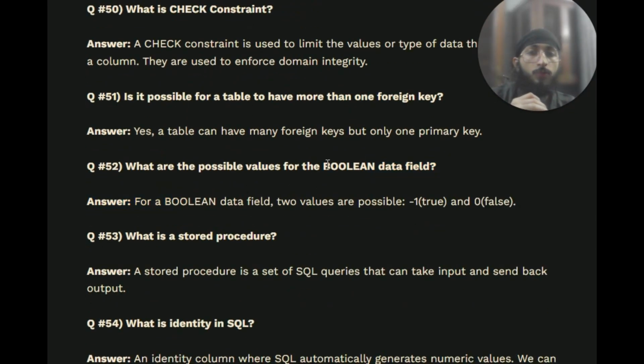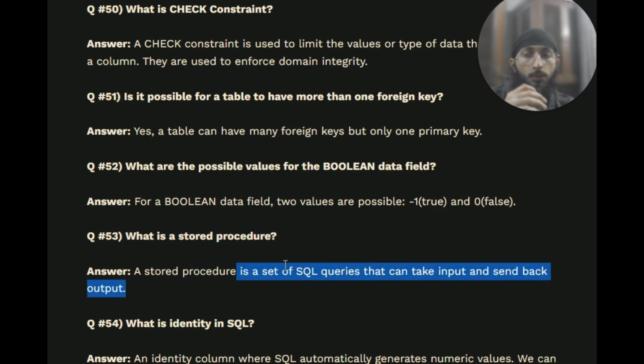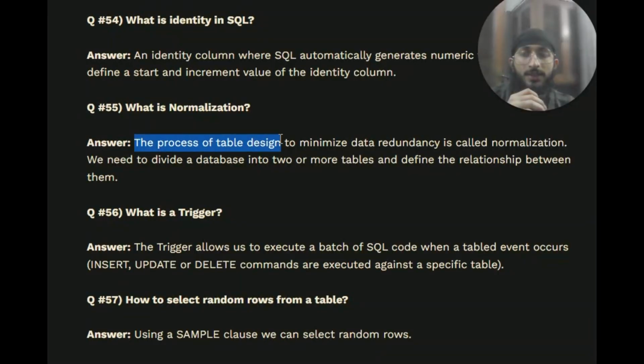Now, what are the possible values for the Boolean data field? We have -1 or 0, that is true or false. What is the stored procedure? It is a set of SQL queries that can take input and send back output, right? Now, what is normalization? It is the process of table design to minimize data redundancy. We need to divide the database into two or more tables and define the relationship between them.